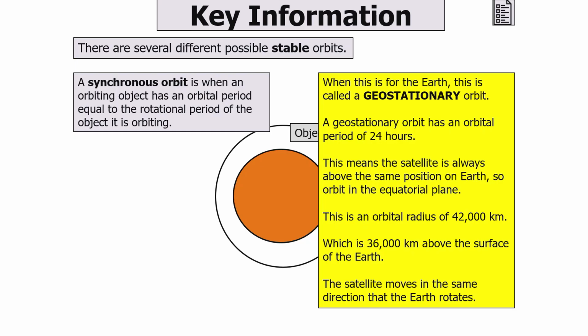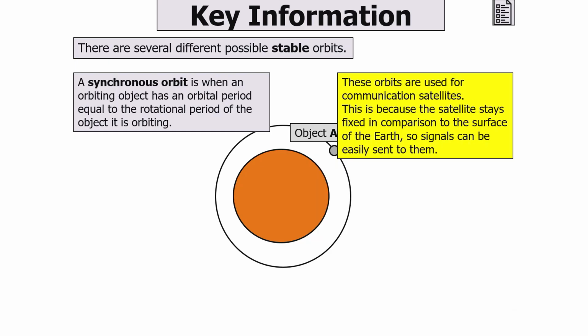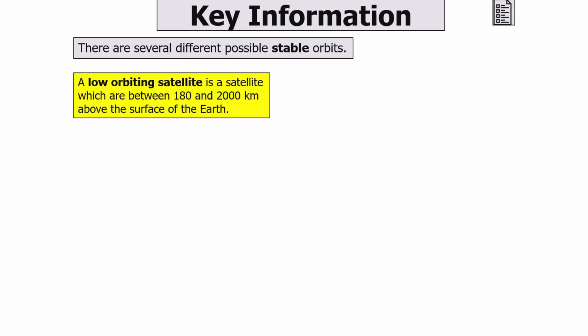Now, also, these synchronous orbits, we would use these orbits for communication satellites. This is because the satellite stays fixed in comparison to the surface of the Earth, so signals can be easily sent to them. We also have low orbiting satellites, which are satellites between 180 and 2,000 kilometers above the surface of the Earth.